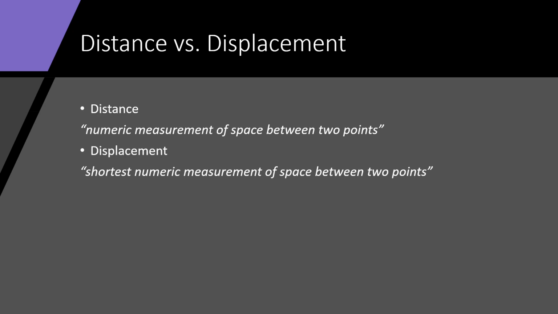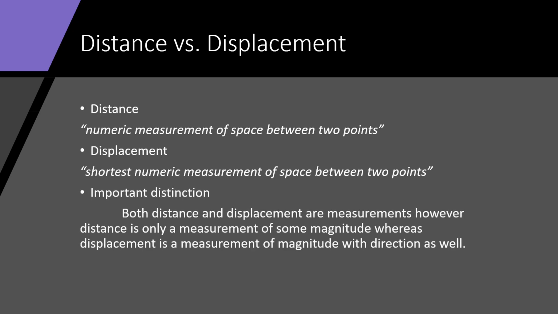Now, the important distinction between these two is that although they're numeric measurements, distance is a scalar quantity, and so it's only got a magnitude rather than direction, whereas displacement has got both a magnitude and a direction as well. That's why it's a vector quantity, and that's the main difference between a scalar and a vector quantity.